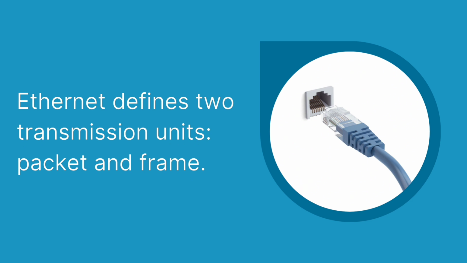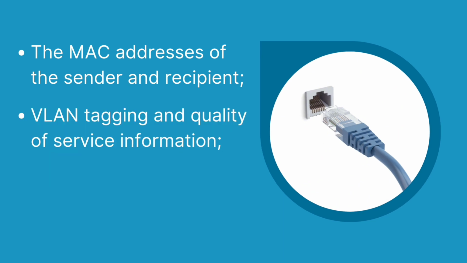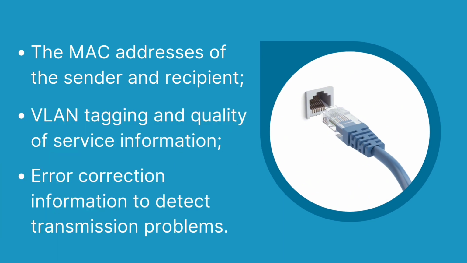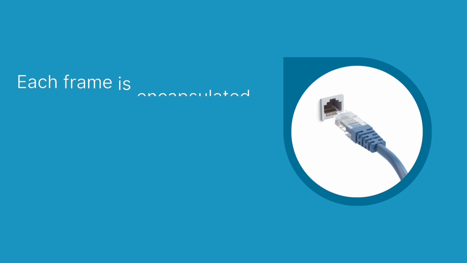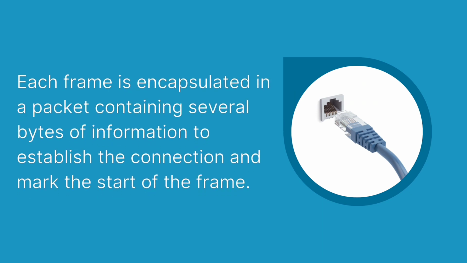The frame includes not only the data payload being transmitted, but also the MAC addresses of the sender and recipient, VLAN tagging and quality of service information, and error correction information to detect transmission problems. Each frame is encapsulated in a packet containing several bytes of information to establish the connection and mark the start of the frame.